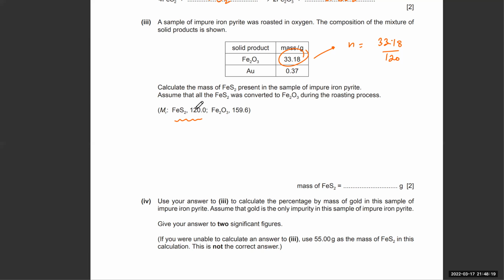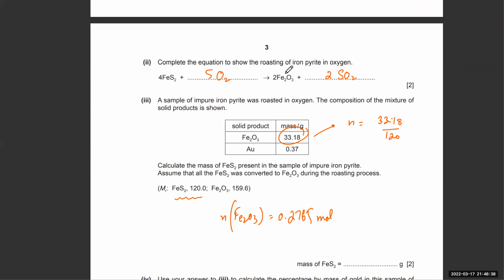So divided by 120, that's 0.765 moles. So we know that the moles of Fe2O3 is 0.2765 moles. So that means if this is 0.2675 moles, then the moles of FeS2 would be double that. So you're going to double that, and that would give you 0.553 moles. So I've figured out the moles of FeS2.